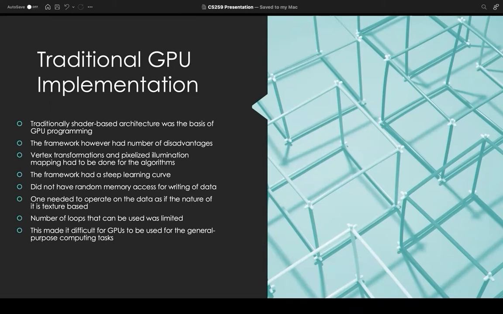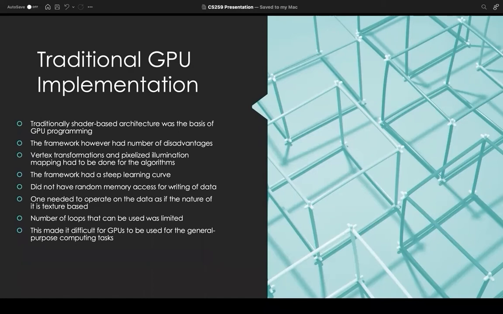Shader-based programming, which was originally meant for graphics-based programming, does not have random memory access for writing of data. The data needs to be transformed into texture maps. We have to operate on the data as if the nature of it is texture-based. The total number of branch statements or loops that can be used is limited. This made it difficult for GPUs to be used for general purpose computing tasks.